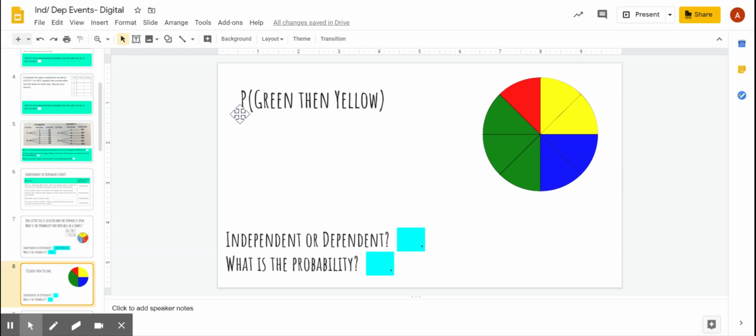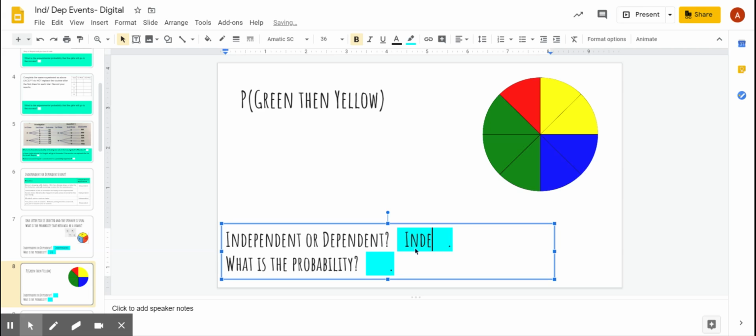Okay, remember this reads the probability of green, then yellow. So we're going to find the probability of spinning a green and then spinning a yellow. These two are independent. Because once you spin the first thing, I'm not going to take that piece off of the wheel. I can always spin again. So the probability of green, there's 1, 2, 3 out of the 8 total options. So 3/8 for green. Then yellow. Yellow, there's 2 yellows out of the 8 options. And I just multiply those.